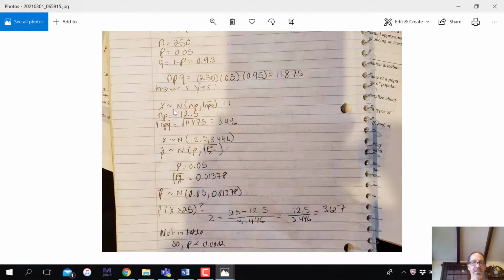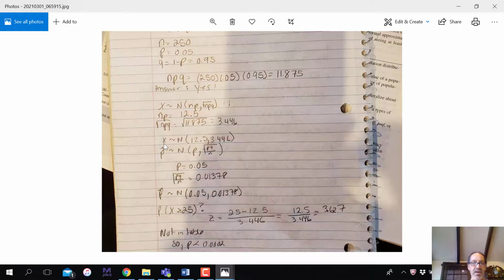So this is normally distributed. X is approximately distributed as a normal, with its parameters np for the mean, and its standard deviation is the square root of npq. We know that np, calculating n times its probability, is 12.5, and the square root of npq is 3.446.